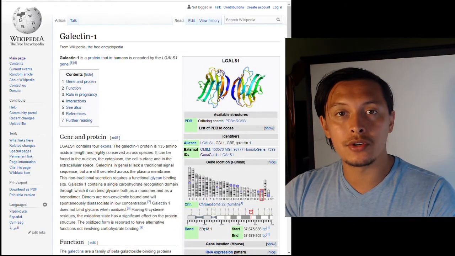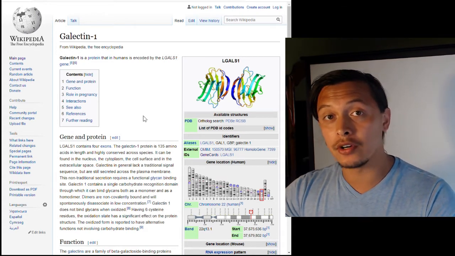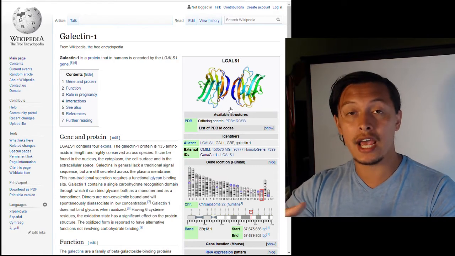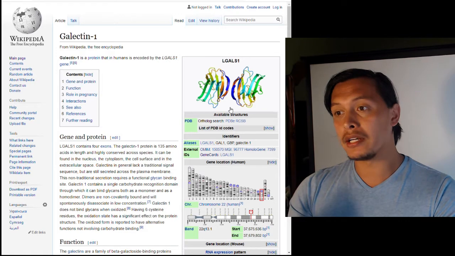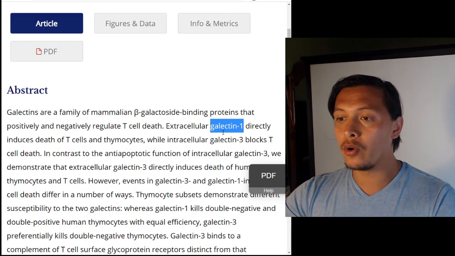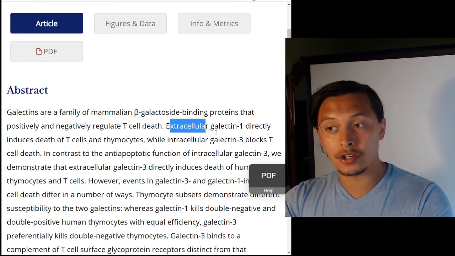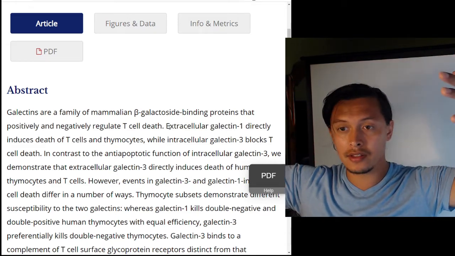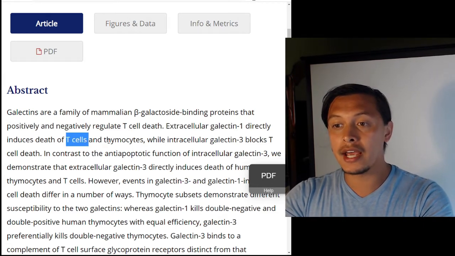This binds to beta-galactosides predominantly. A lot of these lectins actually have a little bit of promiscuity as far as what carbohydrates they can bind to, but this one will preferentially bind beta-galactosides. So the extracellular galectin-1, when it is outside of the cell, induces the death of T cells and thymocytes.